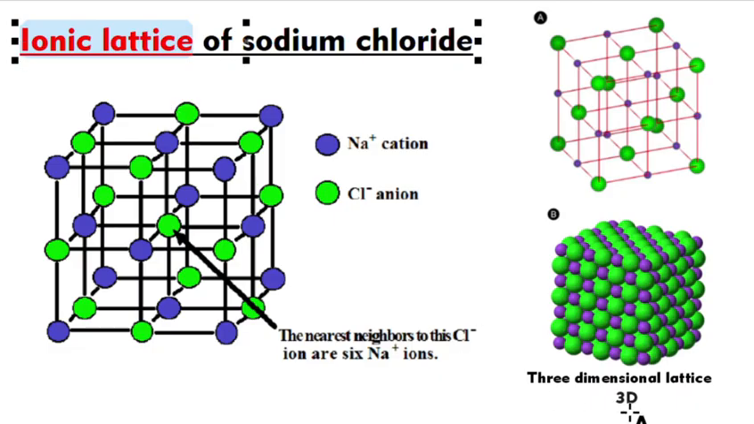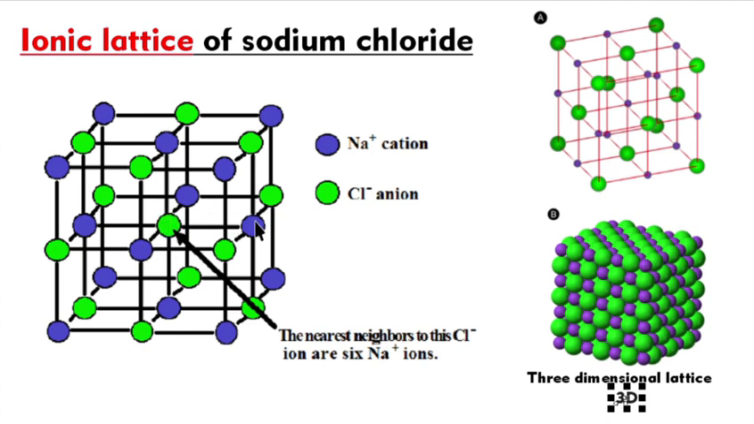So these are actually 3-dimensional structures that are connected. For example, this one sodium ion is connected with 6 chloride ions: top, bottom, left, right, front, back, in 3 dimensions. If you look at a chloride ion, it is connected with 6 sodium ions. So likewise, they make this lattice.